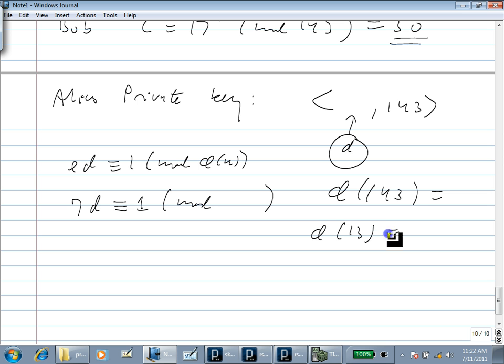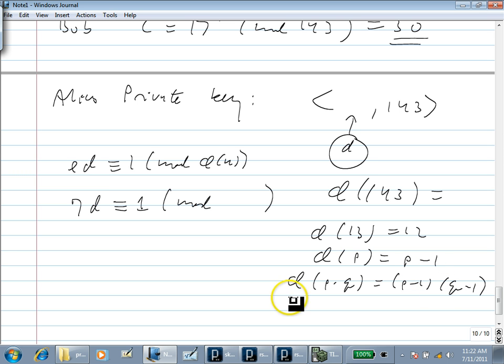Phi of a prime number is real easy. It's always one less, because every number is relatively prime to a prime number. But 143 is not a prime number. It's a composite number that was calculated by multiplying two prime numbers together. Without getting into it right now, I'm going to tell you that phi of pq is going to be p minus 1 times q minus 1. Remember, phi of 15 was 8. 15 is 5 times 3. 5 minus 1 times 3 minus 1 is 4 times 2, which is 8. So there is a shortcut for calculating phi of a composite number that's two primes multiplied together.